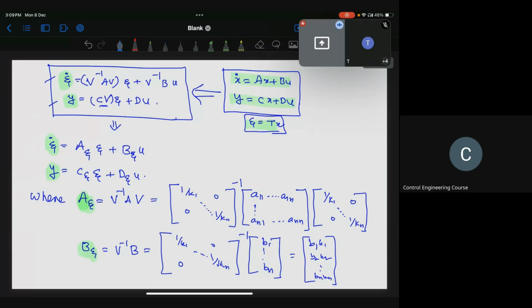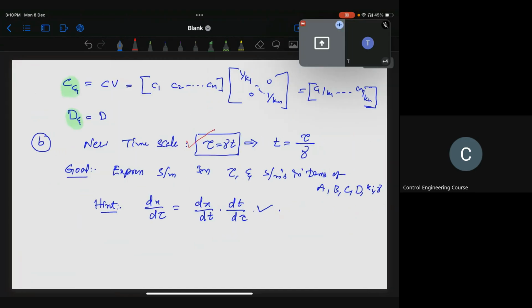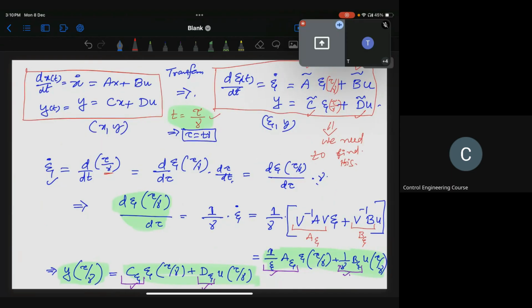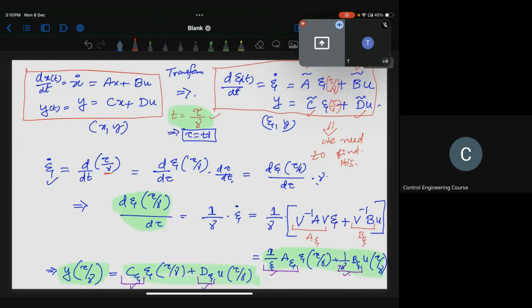They changed from A, B, C, D to the matrices which we have called A zeta, B zeta, C zeta, and D zeta. Then after introducing the time scaling, the previous matrices were factored by zeta, so the matrices were multiplied with 1 by zeta. This is the flow. Any query in this problem? Any question or doubt?